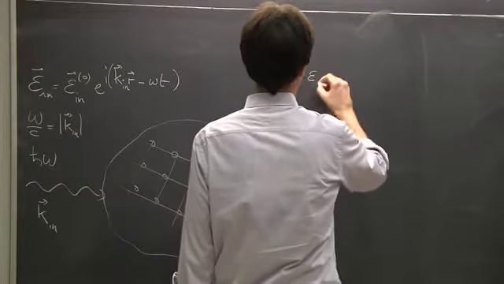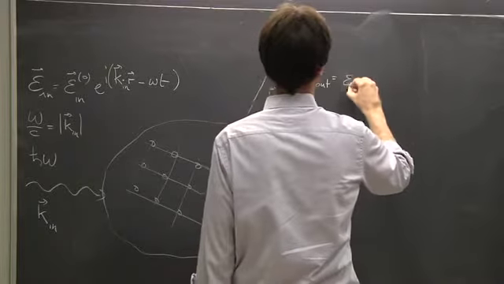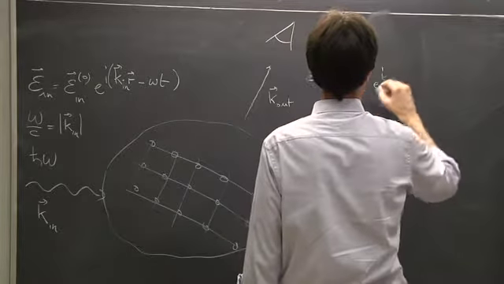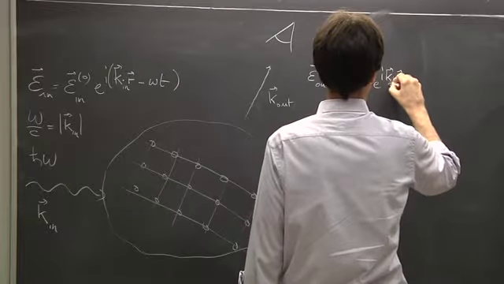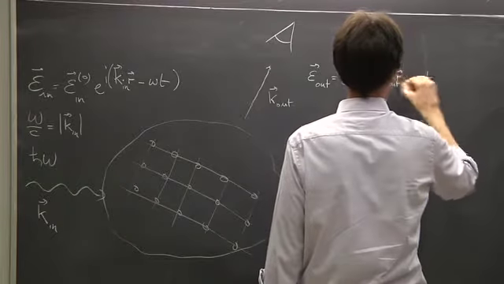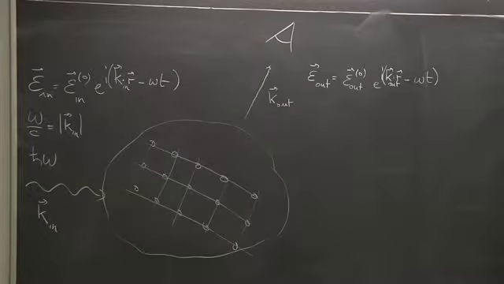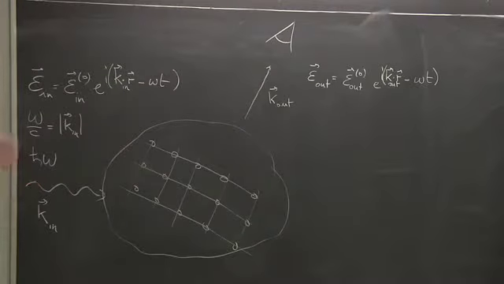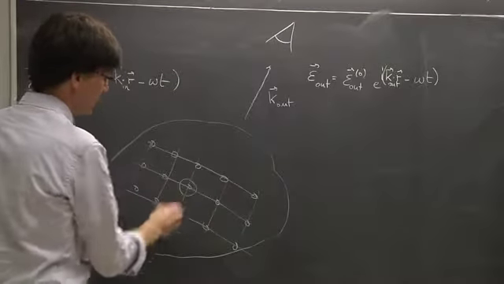So it will be some polarization times e to the i (k out dot r minus omega t). Now there is certainly something that I can say about the values of k out and omega. If light has a given frequency, it will, for example, hit this atom.